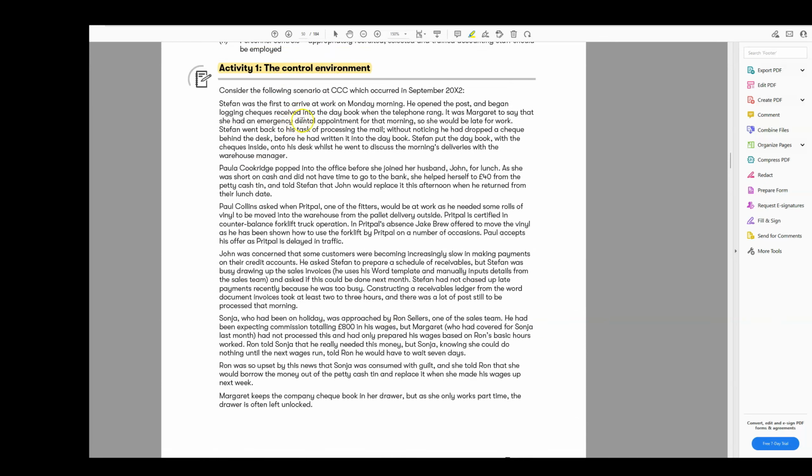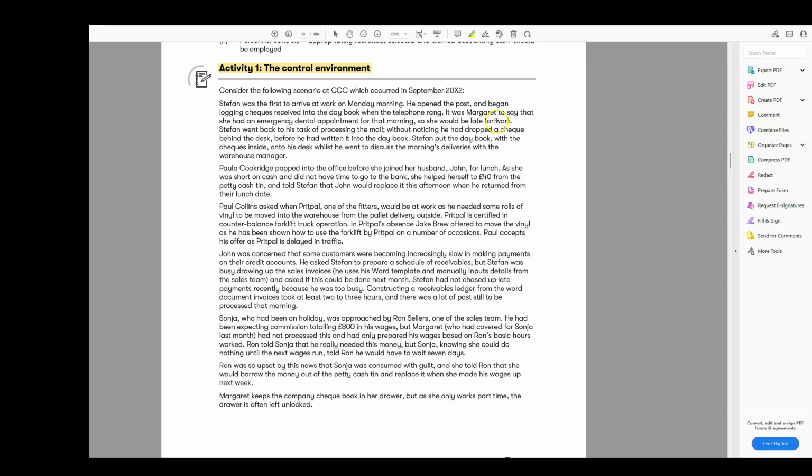So Stephen was the first to arrive at work on Monday morning. He opened the post and began logging checks received into the daybook when the telephone rang. So basically he's not concentrating when he's doing the work. The first thing: he is the one who opened the post and he is the one who logged the checks. That means he's the one who records the checks. So there should be a segregation of duty. If no other person logs it, maybe one check is lost and no one will know, because he's the one who opened and recorded.